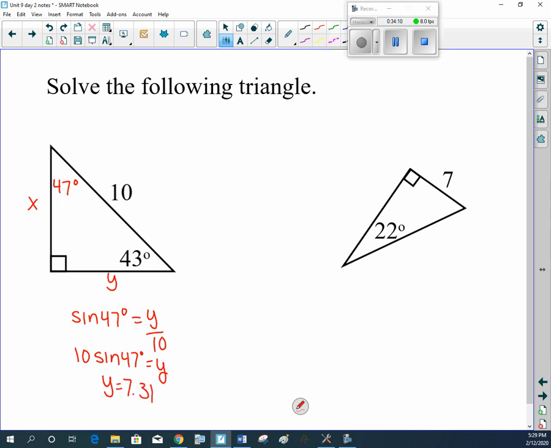And then I think I'll just do cosine of 47 to find x. So the cosine of 47 degrees equals adjacent over hypotenuse. So that means 10 times the cosine of 47 degrees equals x. And so x equals 6.8. So we found all the missing sides and all the missing angles.